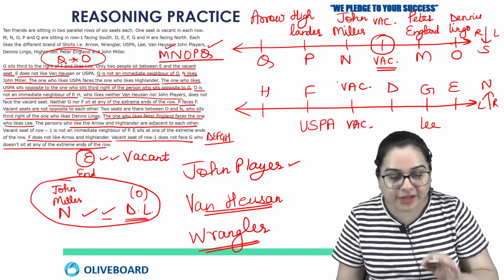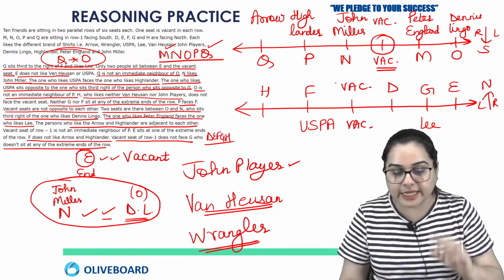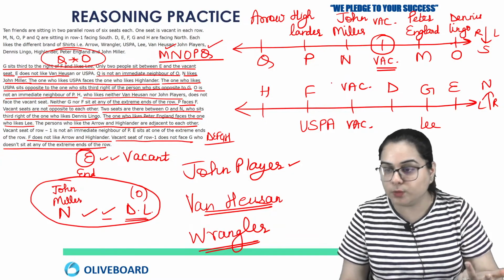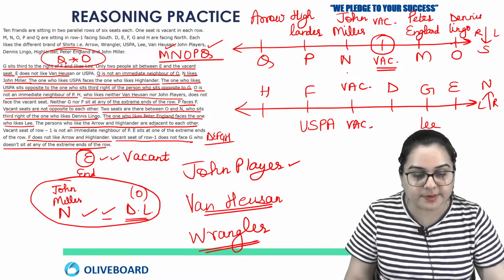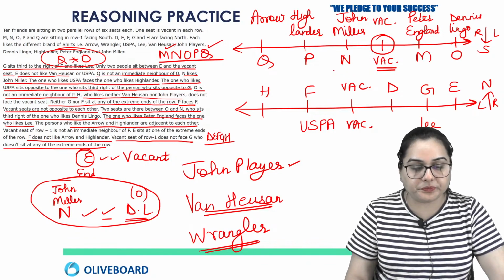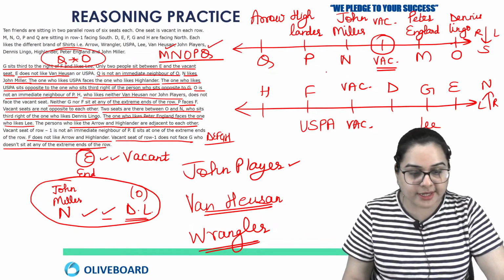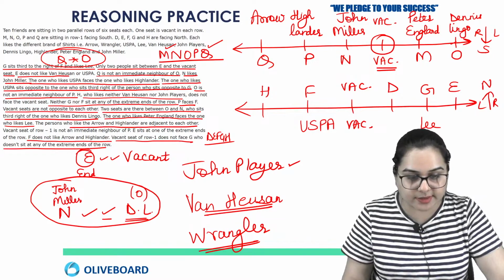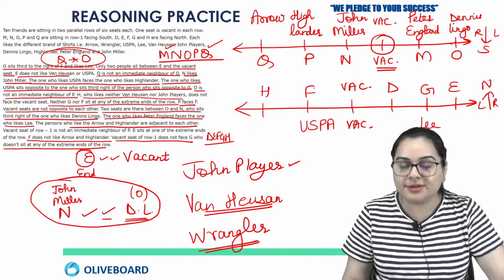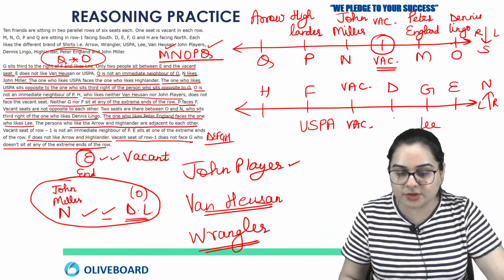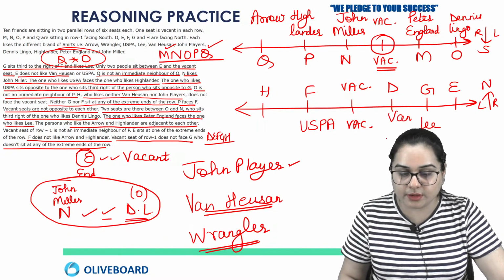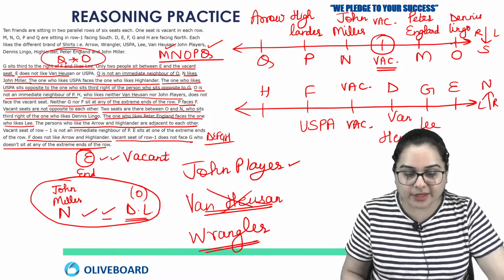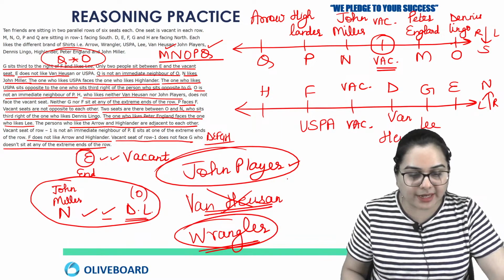We are still left with the brands. The names are John Player, Van Heusen and Wrangler. These are the three that we are left with. About E, he says E does not like Van Heusen. H also does not like Van Heusen. So it is D actually who likes Van Heusen. Now we are left with two names, which are John Player and Wrangler.